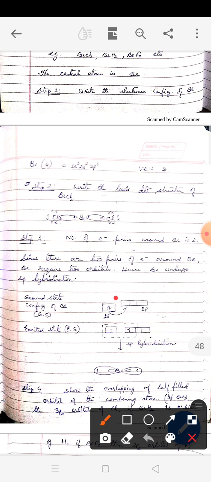Now you can see, since two electrons are in the same shell, it is not capable of taking part in bond formation because paired electrons don't take part in bond formation. So how will beryllium be able to form a bond? For that, one electron needs to be promoted to the higher orbitals.